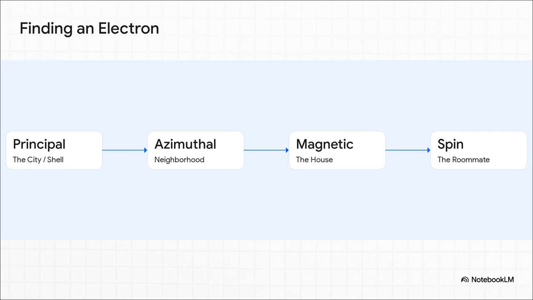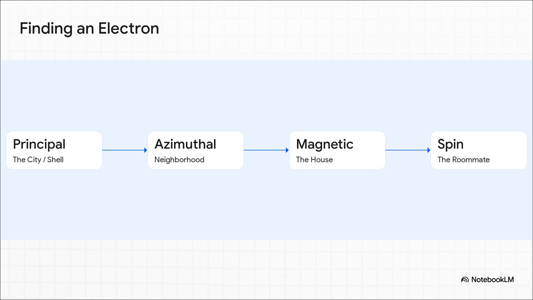Let's say Delhi. Step 2 is the azimuthal number. That narrows it down to the exact neighborhood, like Pitampura. Step 3 is the magnetic quantum number. That's the specific block or house. And finally, step 4 is the spin, which tells you exactly which roommate you are looking at inside that house.